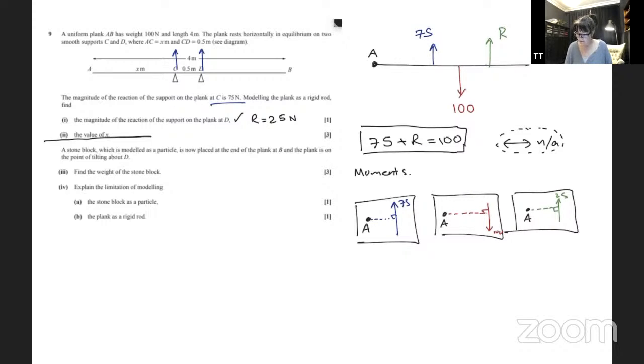Okay, so the distance to the blue one is the 75, that's x. The distance from A to the red one is half the length of the plank because it's uniform. The length of the plank is 4 meters, so that is 2. The green one is at a distance 0.5 further on than x. So that is x add 0.5.